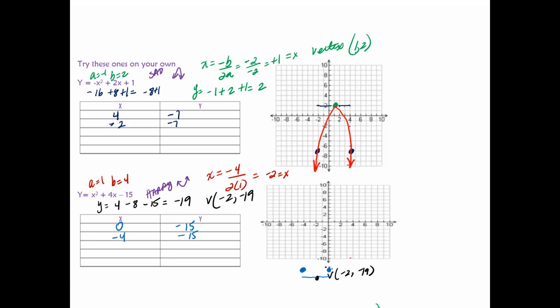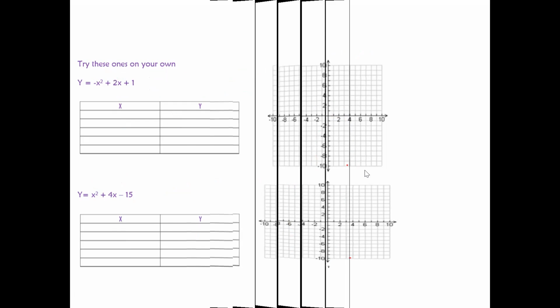Let's see if I pick another one. How about if I decide to go from here 4 spaces over here to 2? So when x is 2, 2 times 2 is 4. 4 times 2 is 8. Minus 15 is going to give me negative 3. So here at 2, negative 3 right there. Go over a little bit, so that's negative 6. It's also at negative 3. So let's draw this. Connect it. And that is your graph.